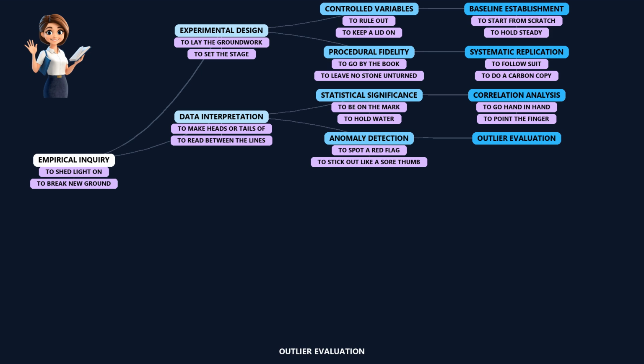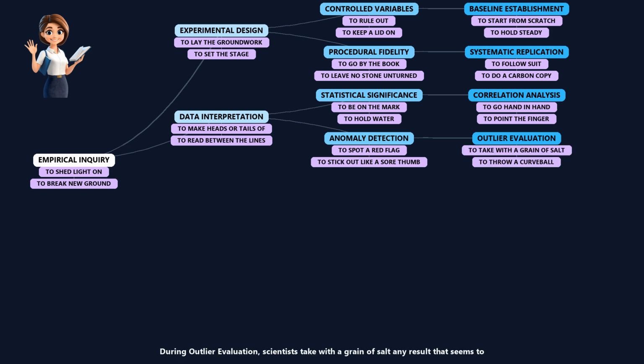Outlier evaluation. During outlier evaluation, scientists take with a grain of salt any result that seems to throw a curveball into the theory. Effectively, you don't believe the strange data immediately because it was totally unexpected and might be an error.